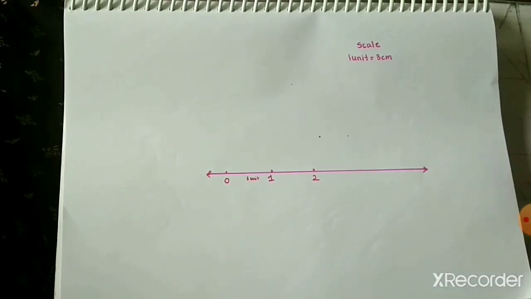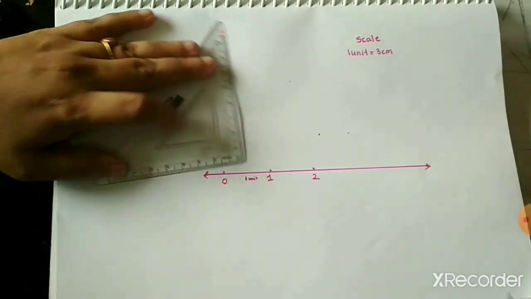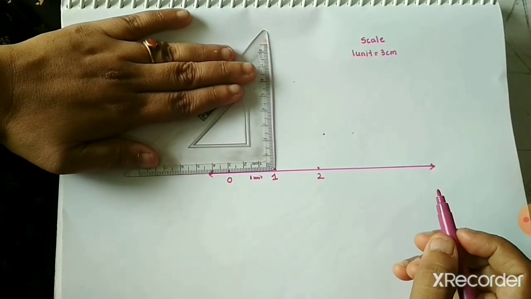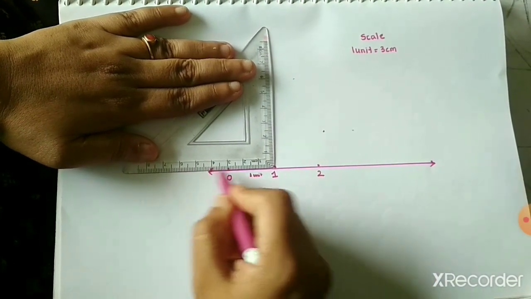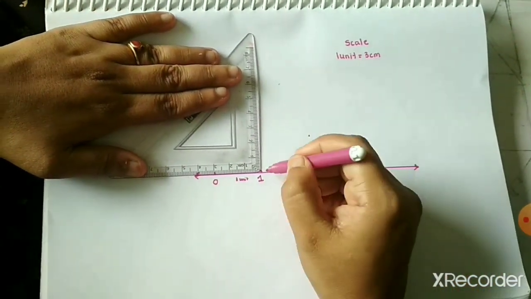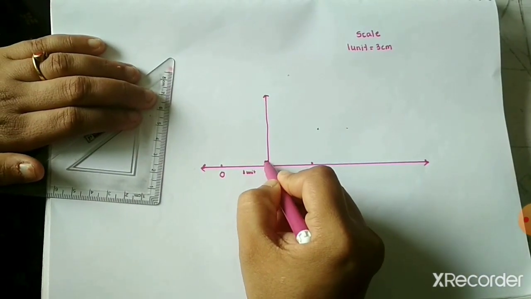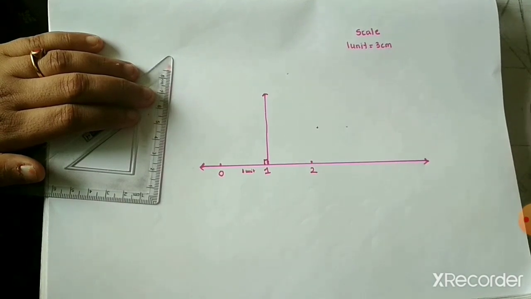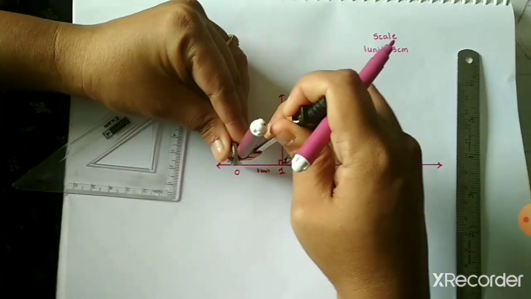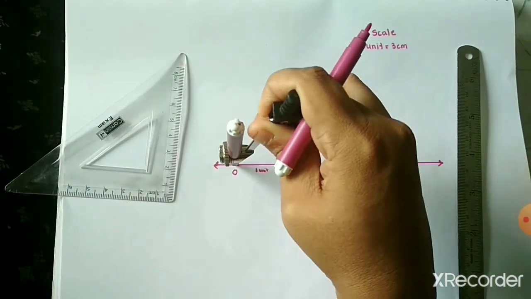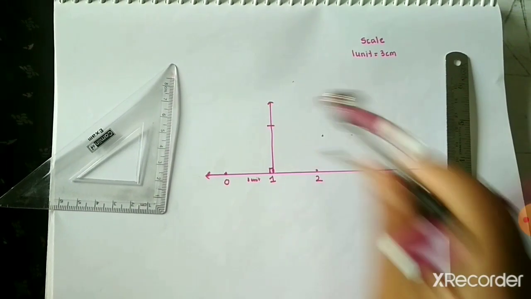Similarly, the first step will remain the same as we have done for root 2 construction. So I will draw a perpendicular at point 1. So take the set square, coincide it with your number line at point 1 and draw the perpendicular. So draw the perpendicular, show the perpendicular sign, use your compass, take a distance between 0 to 1. Can you see it properly? 0 to 1 distance and draw the arc.